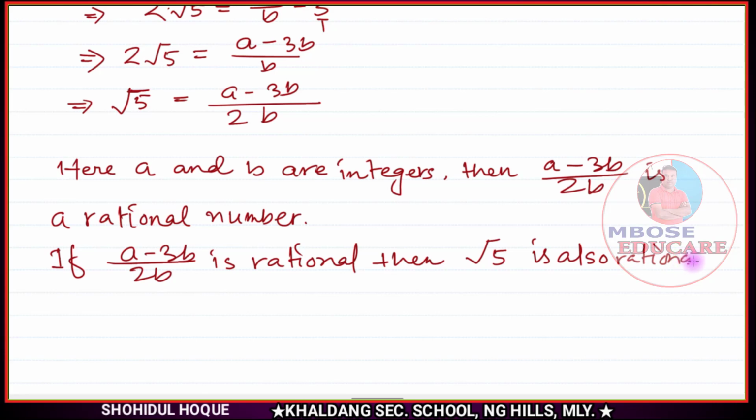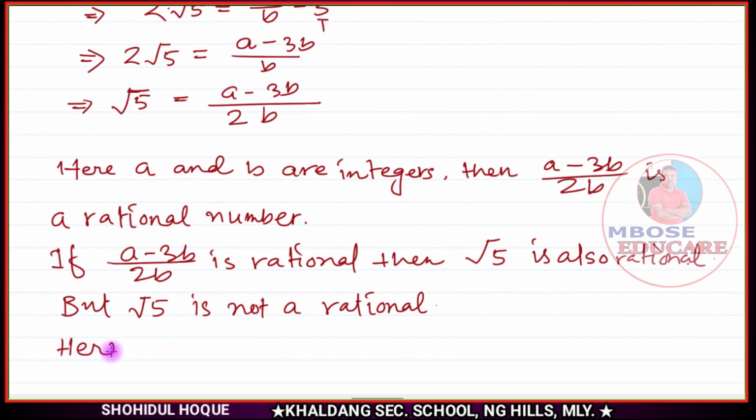But here there is a problem. We know under root 5 is not rational. We have to write, but under root 5 is not rational. Here our assumption is wrong.